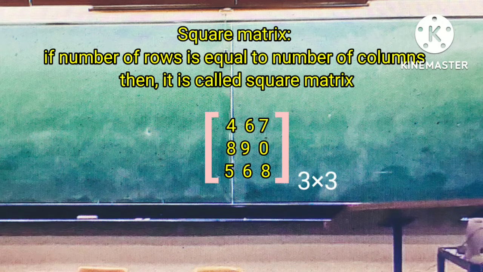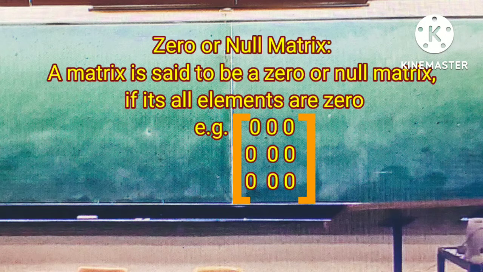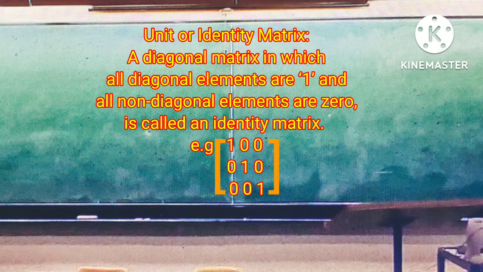A square matrix means the number of rows is equal to the number of columns. In this example, a 3 cross 3 matrix, 3 rows and 3 columns, it's called a square matrix. A zero matrix means all the elements are 0, in all the rows the elements will be 0. This is called a zero matrix, or a null matrix. And a unit matrix means all the diagonal elements will be 1 and other elements are 0. Such a square matrix is called a unit matrix or identity matrix.